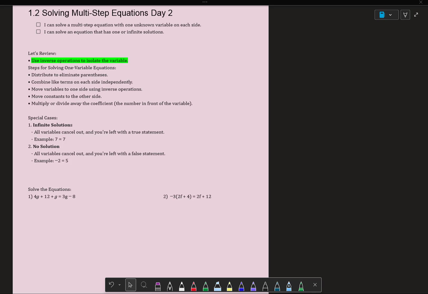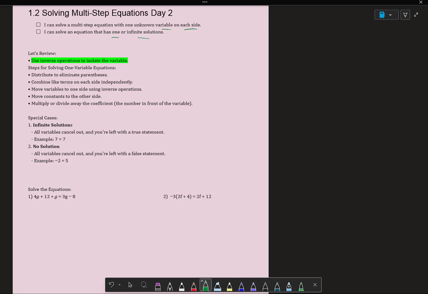All right, section 1.2, we're solving multi-step equations. It's day 2 of this. Our goals are to be able to solve a multi-step equation with one unknown variable on each side of the equation, but also we're going to solve equations that have one or infinite solutions.